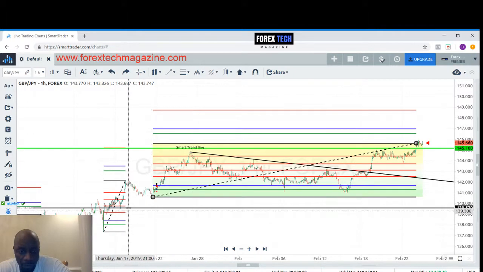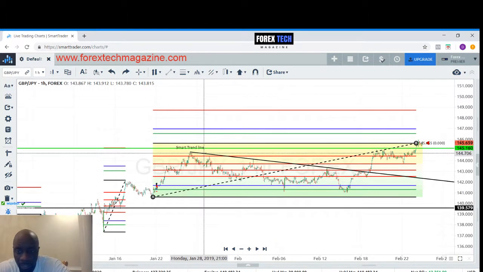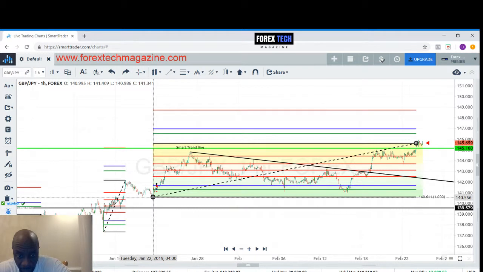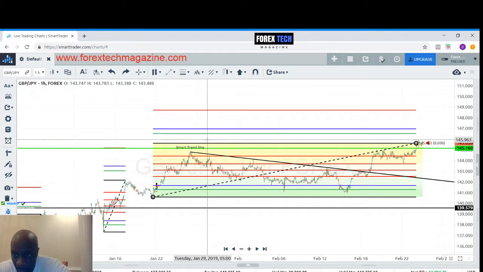Okay, so because we used the Fibonacci tool, it automatically went back in and created another set of fibs for us. So this right here was our D extension. This right here was our C extension, or our C retracement. So our C became our A, our D, or our spike, or past that D rather, became our B.